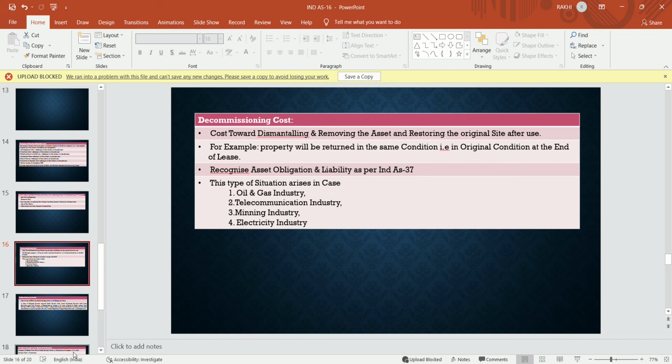For example, a property will be returned in the same condition, that is the original condition, at the end of the lease. After 20 years, the cost incurred to bring that property to its original condition. Recognize the asset, obligation and liability as per Ind AS 37. This recognition deals with Ind AS 37, so recognize the obligation and liability accordingly.